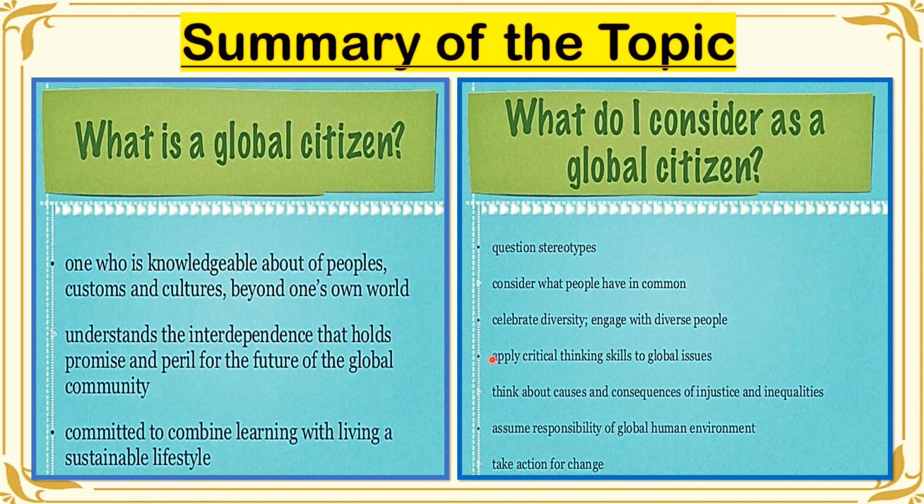Next, apply critical thinking skills to global issues. You have to be open-minded about the things that are happening globally. Think about causes and consequences of injustice and inequalities, and assume responsibility for the global human environment and take action for change. If you want to see change, then you have to change your beliefs, okay? You have to make yourself better. So these are the things that you have to consider to be called a global citizen.